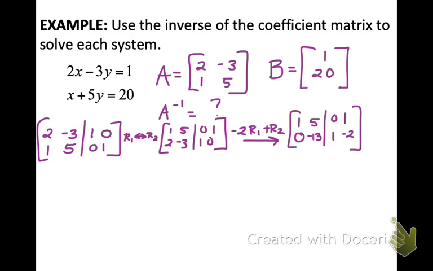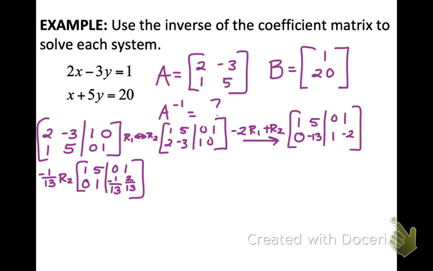Is everybody okay with that step? All right. My next goal is to turn that negative 13 into a 1 by multiplying by negative 1 over 13. So I'm going to do a negative 1/13 R2. So 1, 5, 0, 1. That just keeps hanging out. 0, 1, negative 1/13 and 2/13. Okay, so row 2's done.